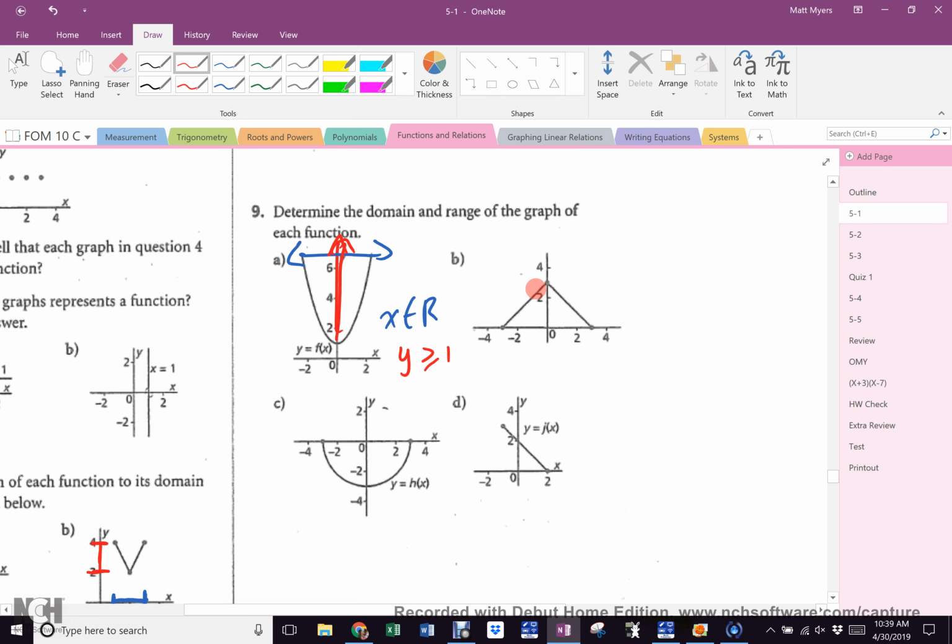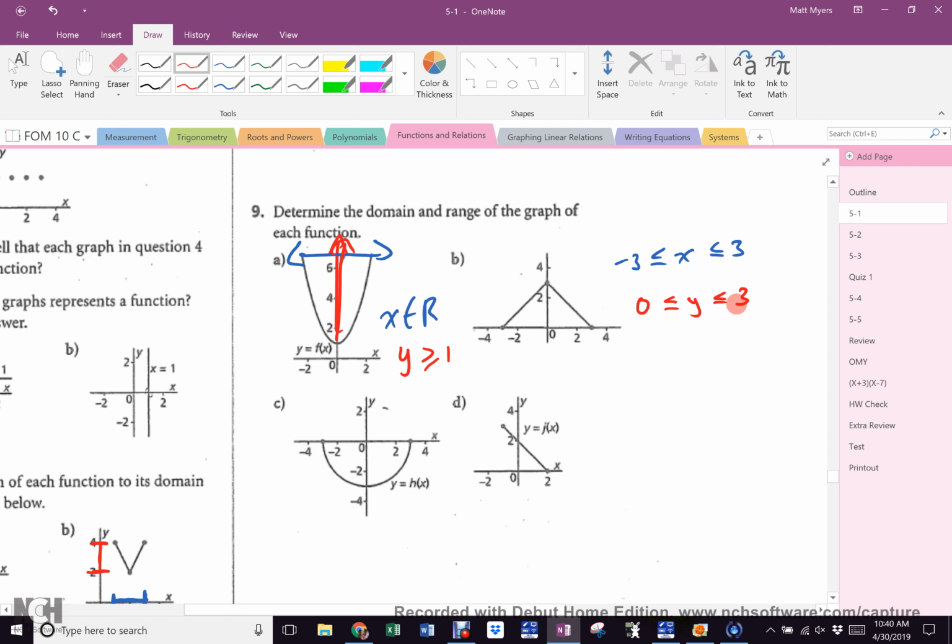All right, what about B? Is it a function? Yeah, we already know that. What's the domain? -3. Do I hit -3? X, and what do I go up to? +3. Nice. What's the range? 0, less than or equal to y, less than or equal to 3.